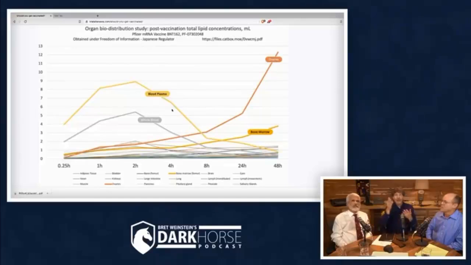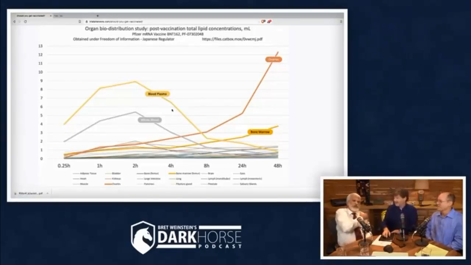Okay, so what we've got here are different lines that tell you over time, from a quarter of an hour to 48 hours, what the concentration in various tissues is. And you've got some strong signals here. You've got it in whole blood, not surprisingly, over the first 4 hours. In other words, it's moving around, it's circulating. That in and of itself is unusual and concerning. It should be in the arm.